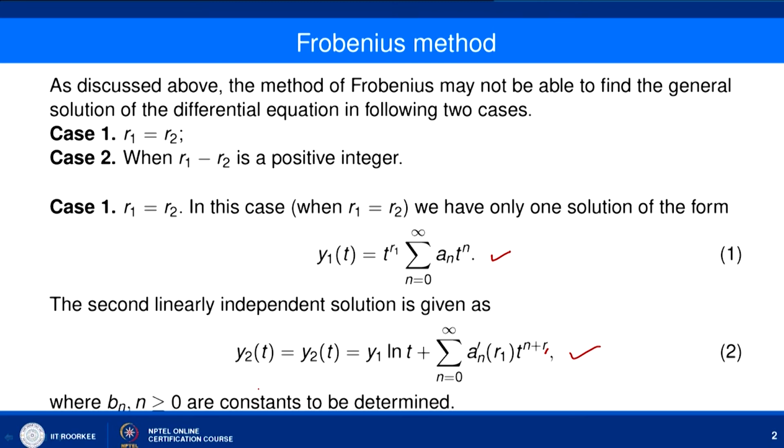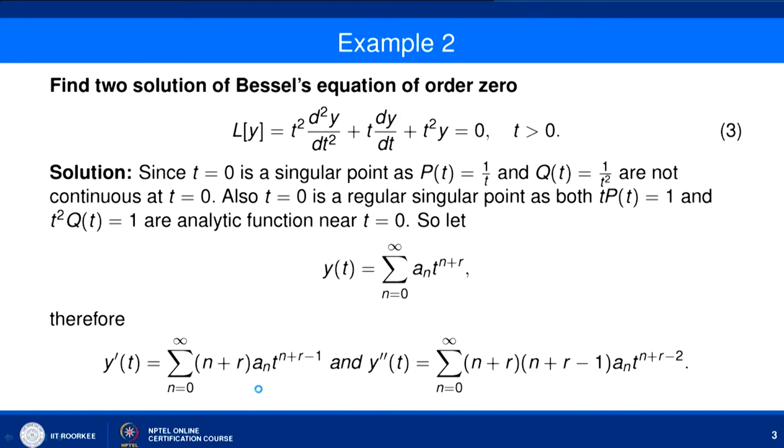Here we take an example based on this. Find two solutions of Bessel's equation of order 0. Bessel's equation is given by t square d2y by dt square plus t dy by dt plus t square y equal to 0, t greater than 0. If you look at the coefficient of d2y by dt square, that is t square, t equal to 0 is a singular point, and now we want to check whether it is a regular singular point or an irregular singular point.